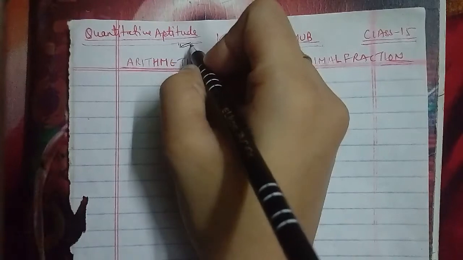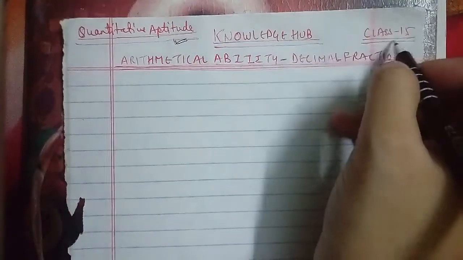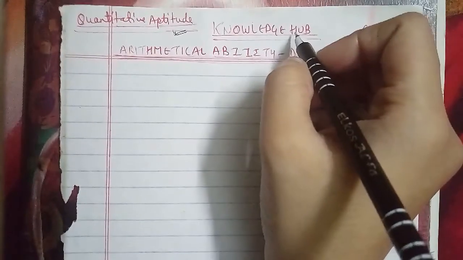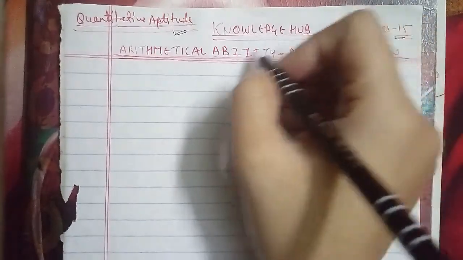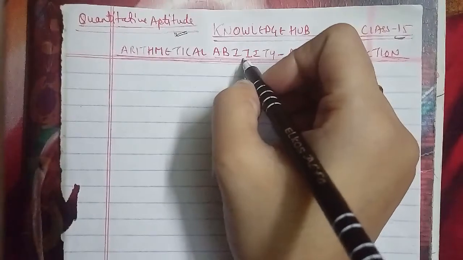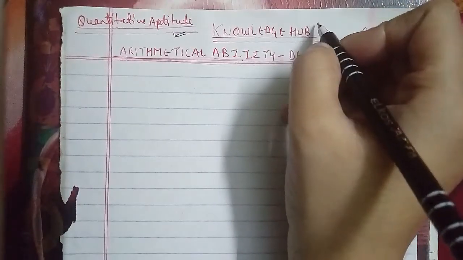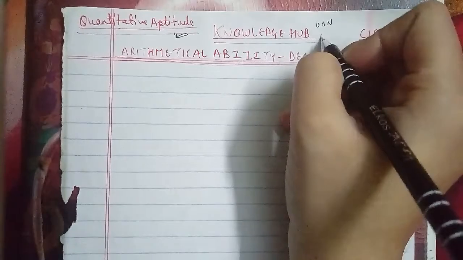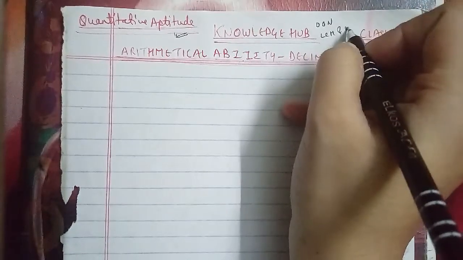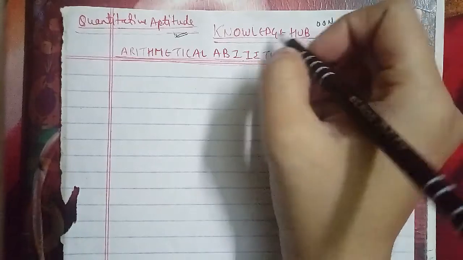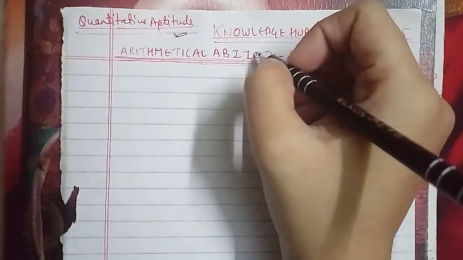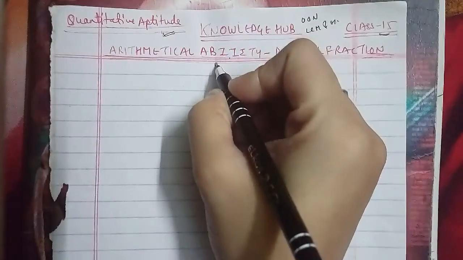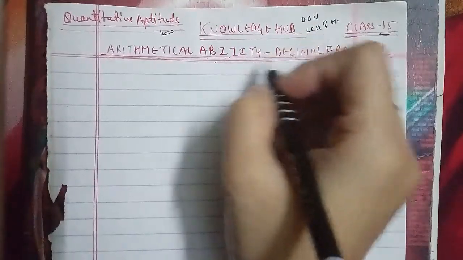Today we're going to start with your quantitative aptitude class, and this is your class 15, as we had done class 14 in the last classes, where we had started with arithmetical ability. In that arithmetical ability we had completed the operations on numbers. The second topic we had done is LCM and HCF of numbers. These were the two topics we had completed in terms of arithmetical ability, and the third topic we had started, and in this class we will surely complete it, is decimal fraction.